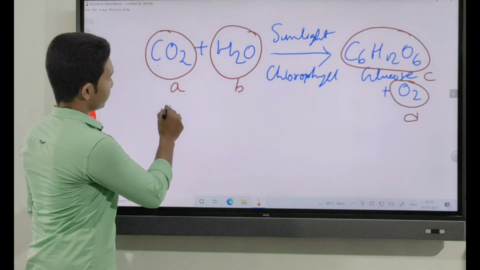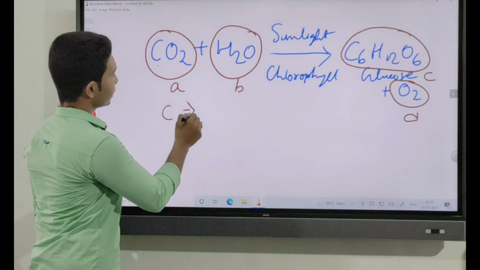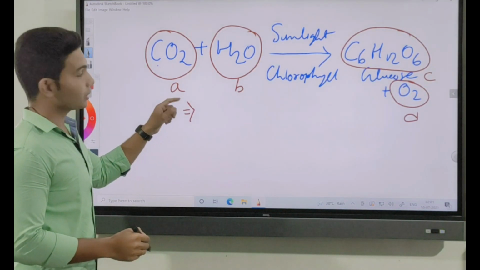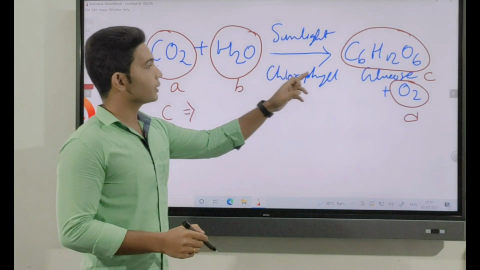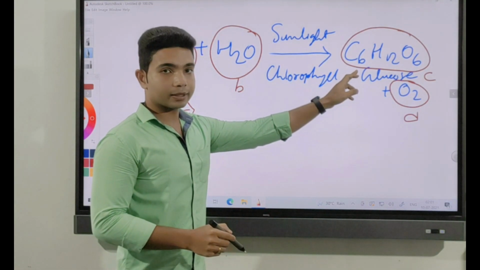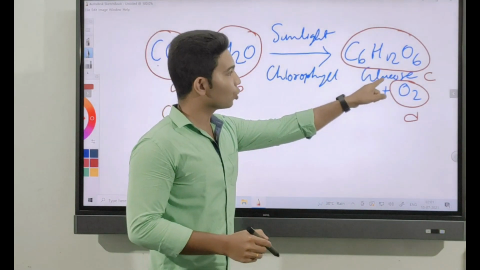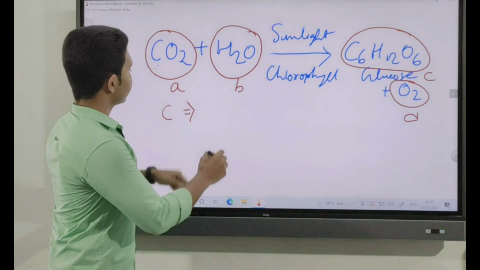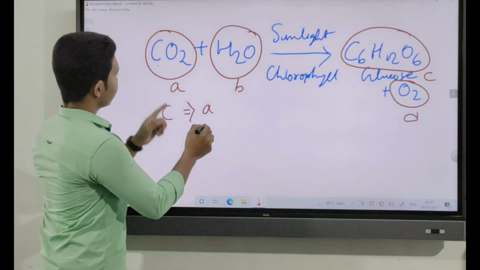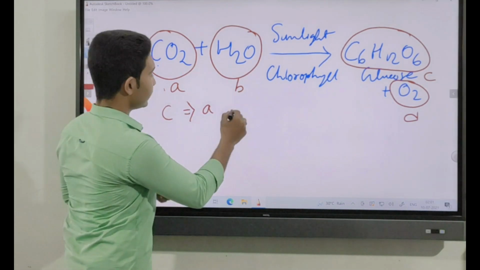First we are going for carbon. I am denoting here carbon. In A, how many carbons are there? In A, only 1 carbon is there, right? And on the product side, how many carbons are there? 6 carbons are there, and this glucose is denoted by C, right? So I can write that for carbon, A is equal to 6C.